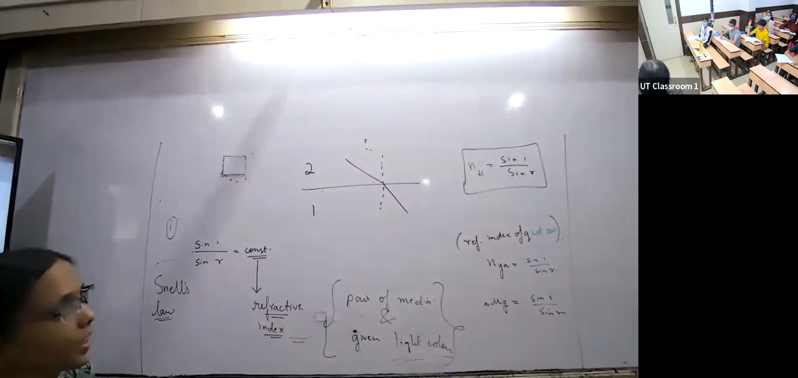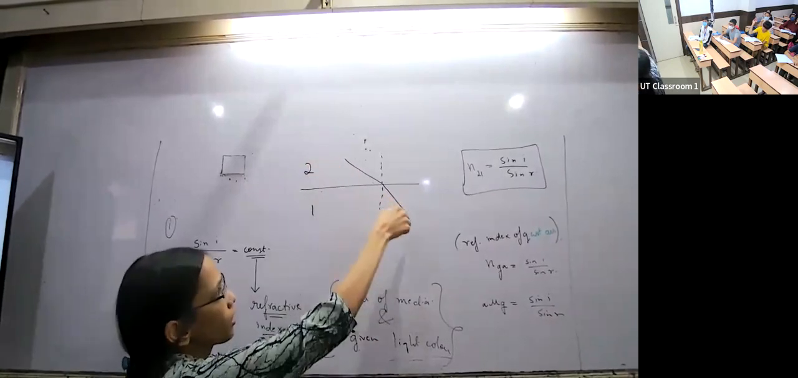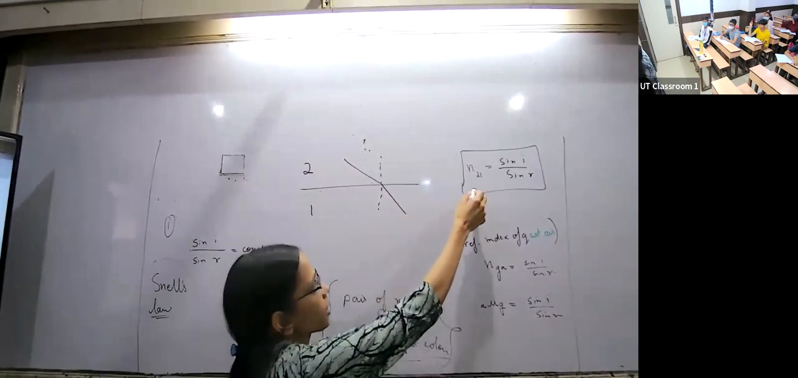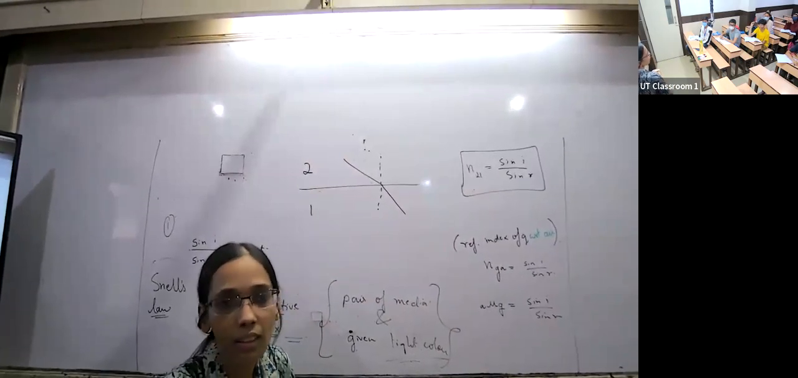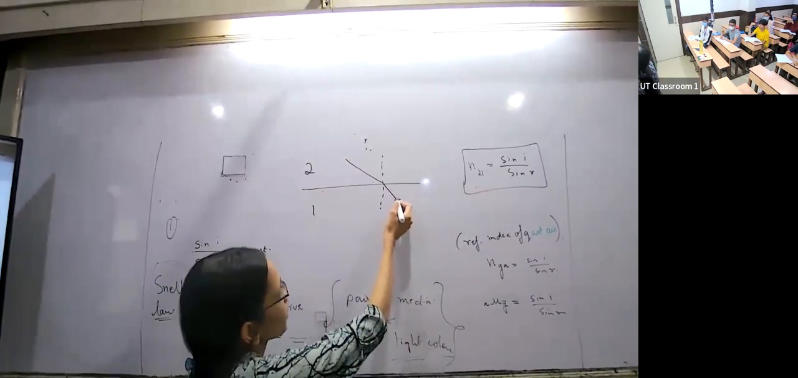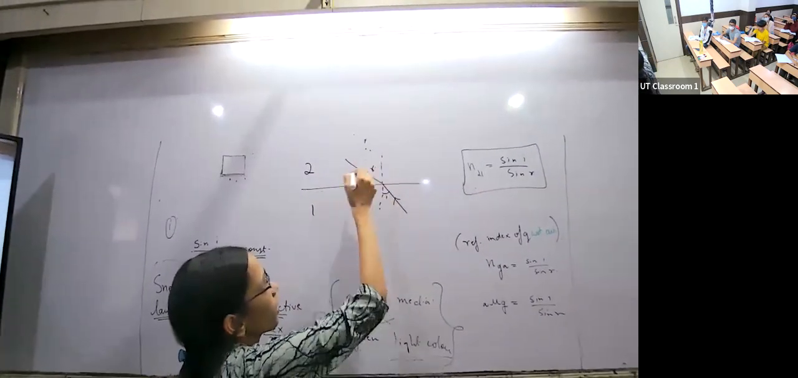Or else you can tell me the arrow's direction, like the ray is going this way or that way, presuming this is the formula which is given. And it is going upwards. Let's see what happens when it is going upwards. This will become I. This will become R.